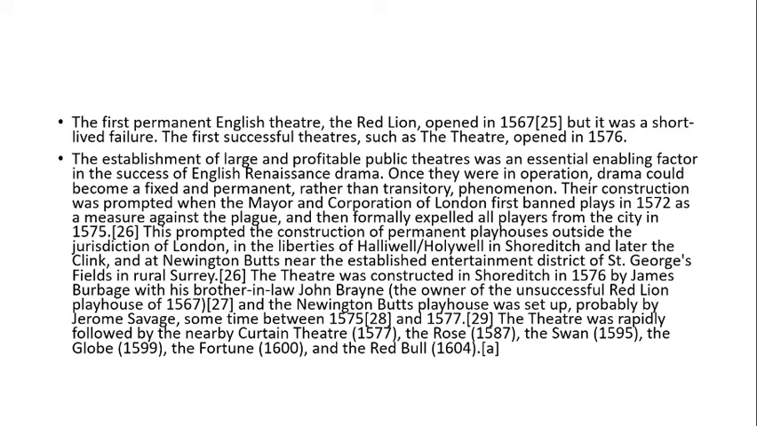This prompted the construction of permanent playhouses outside the jurisdiction of London, in the liberties of Holywell in Shoreditch, and later the Clink and the Newington Butts near the established entertainment district of St. George's Fields in rural Surrey. The Theatre was constructed in Shoreditch in 1576 by James Burbage with his brother-in-law John Brayne, the owner of the unsuccessful Red Lion Playhouse, and the Newington Butts Playhouse was set up probably by Jerome Savage sometime between 1575 and 1577.